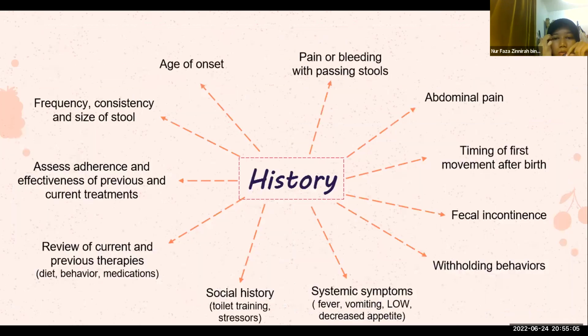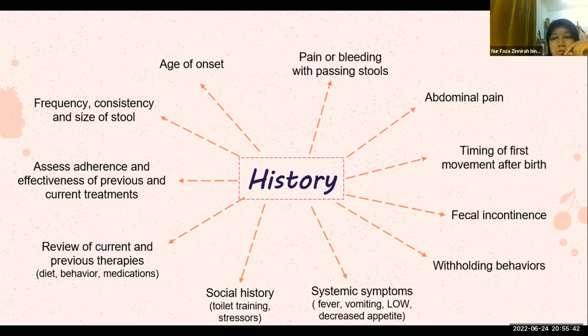So in the history, we should first ask about the frequency, consistency, and also the size of the stool. A normal bowel movement frequency is more likely to be irritable bowel syndrome, and large hard stools may be a sign of withholding. Then the age of onset: infants who are younger than 1 month have a likelihood of having an organic etiology. Then we should ask if there is any pain or bleeding with passing stool, because it indicates that the stools are hard enough to produce a fissure, or it can be associated with allergy.